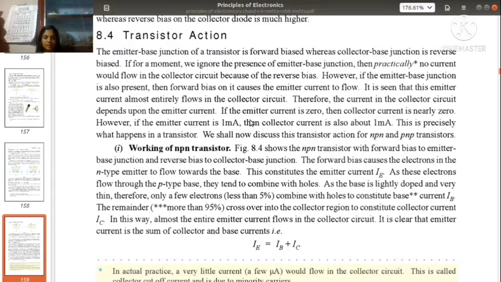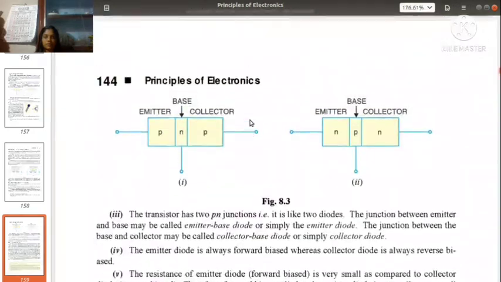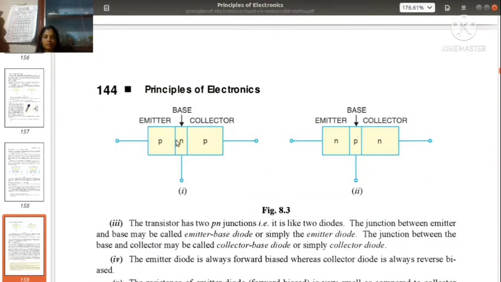We have seen that the emitter base junction of a transistor is always forward biased, and the collector base junction is reverse biased. So what happens? From the emitter diode, charge carriers flow to the collector. So the collector receives all the charge carriers emitted by the emitter diode or emitter base junction.